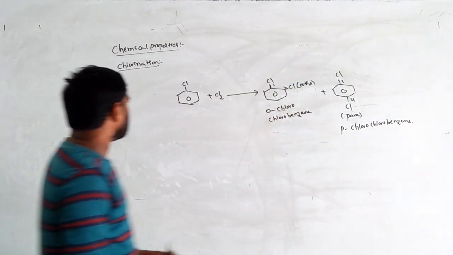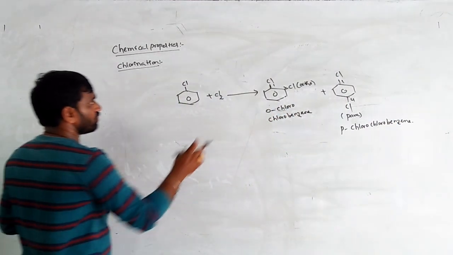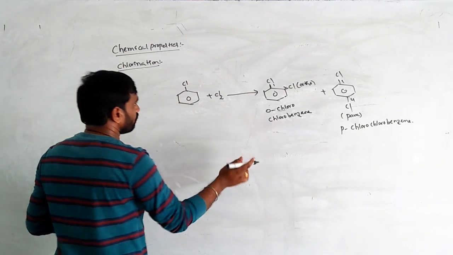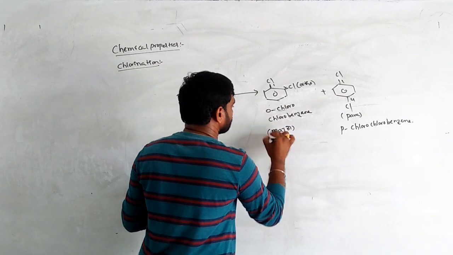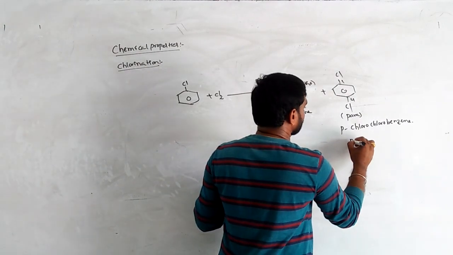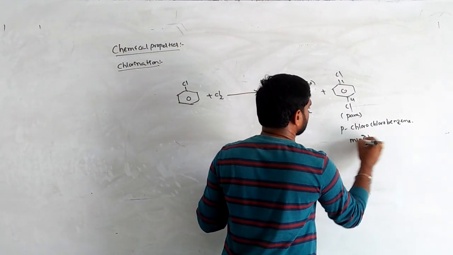So chlorobenzene reacts with chlorine to give two products. One is ortho chlorobenzene, the major product. Second one is para chlorobenzene, the minor product.